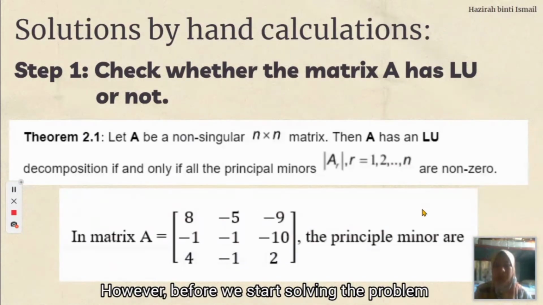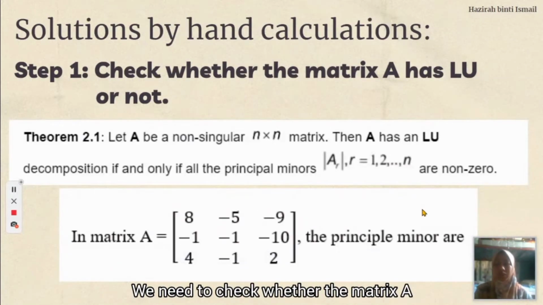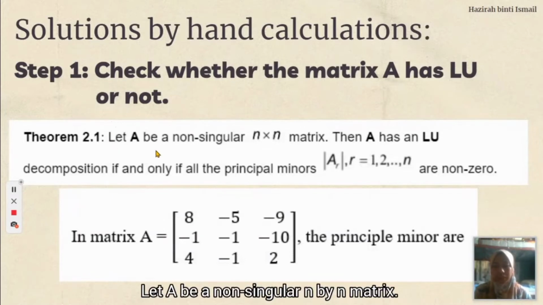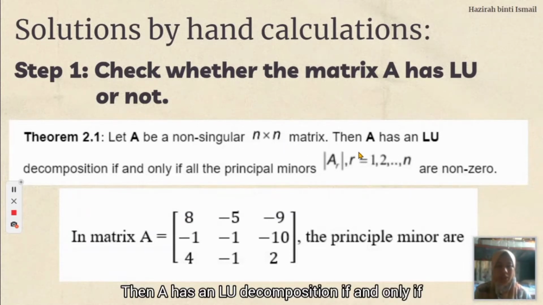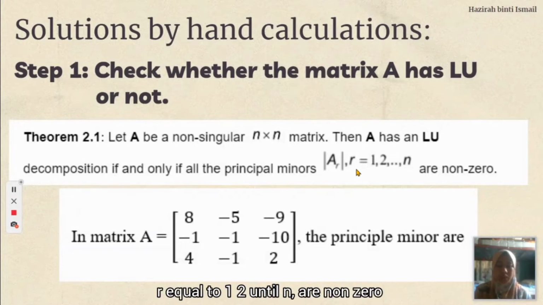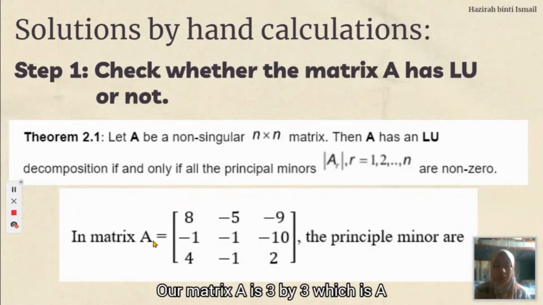However, before we start solving the problem, we need to check whether the matrix A has an LU decomposition or not. There's a theorem that says: let A be a non-singular n by n matrix, then A has an LU decomposition if and only if all the principal minors, absolute A_r, when r equals 1, 2 until n, are non-zero.